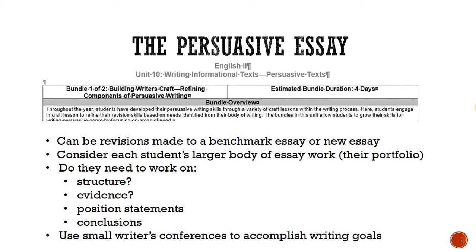You can use small writers' conferences and meetings with students one-on-one or in small groups to try to address those issues. They can do this while they're working in peer groups, editing or revising other essays. And that way, their writing gets stronger and they get the one-on-one attention that they need.